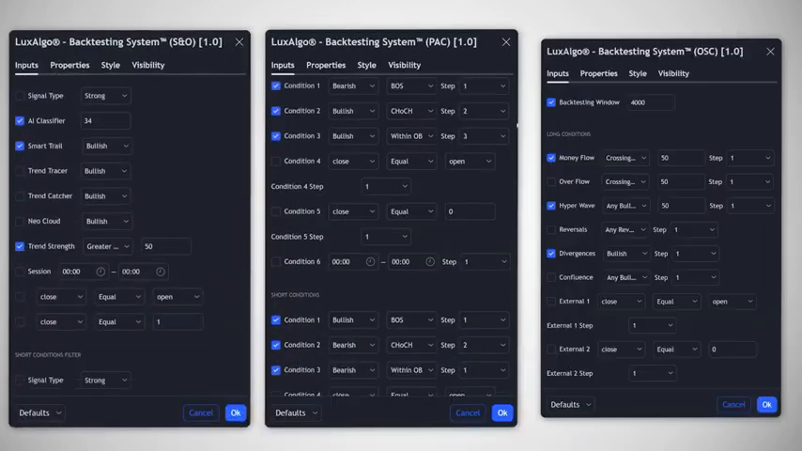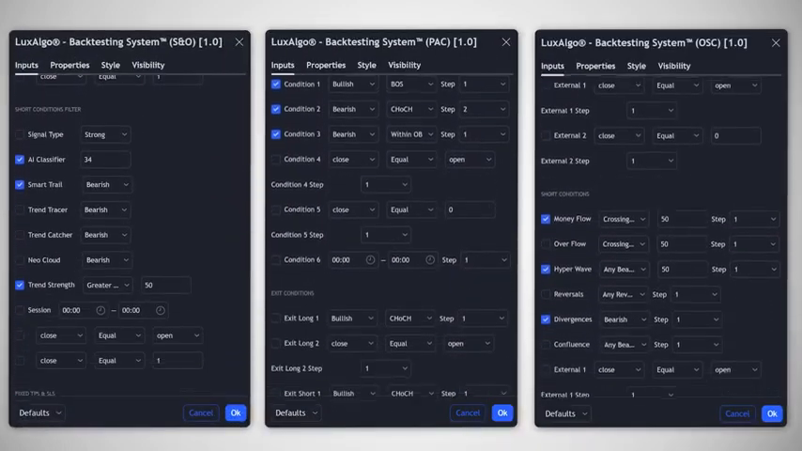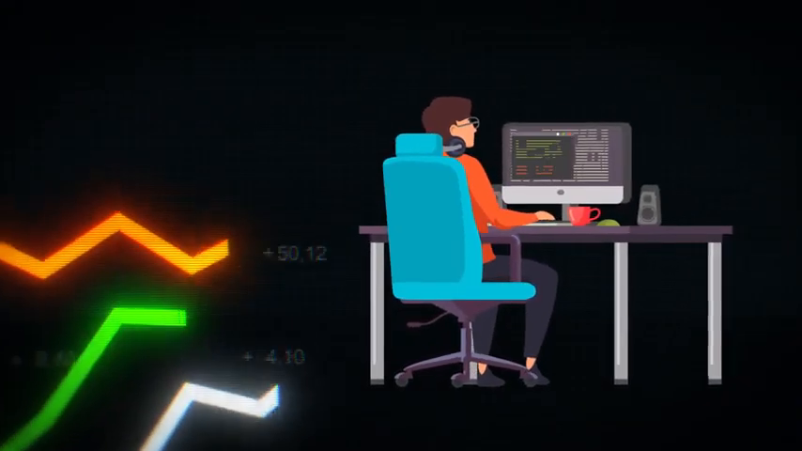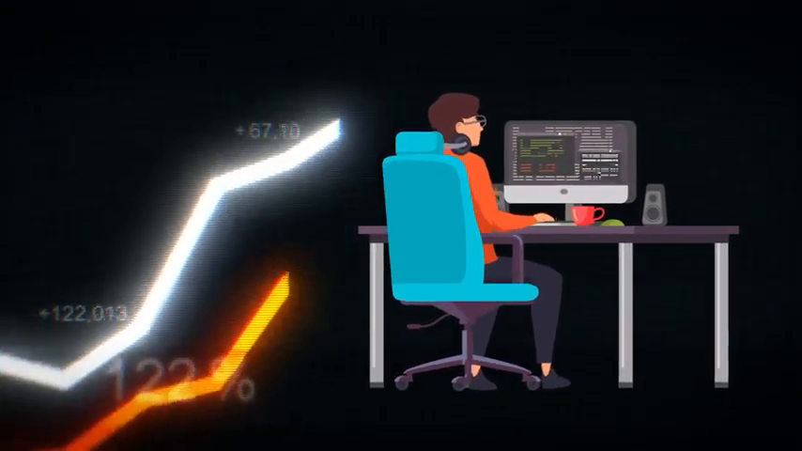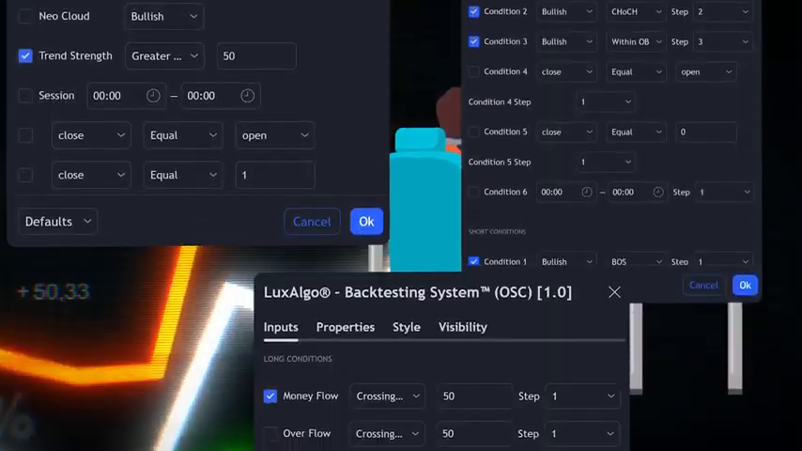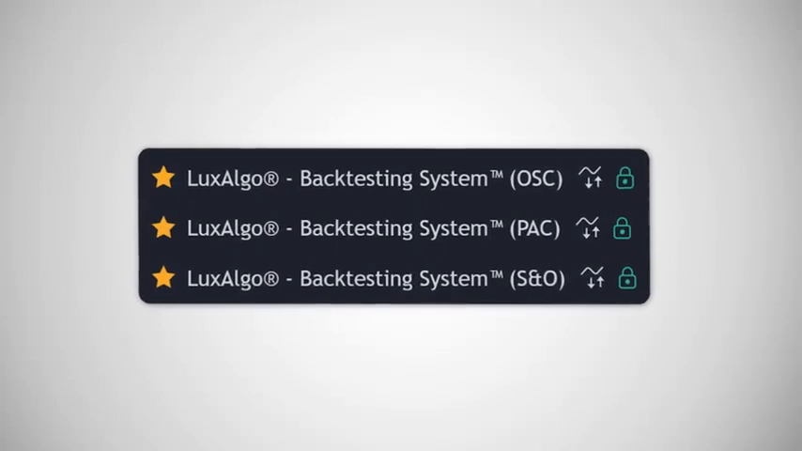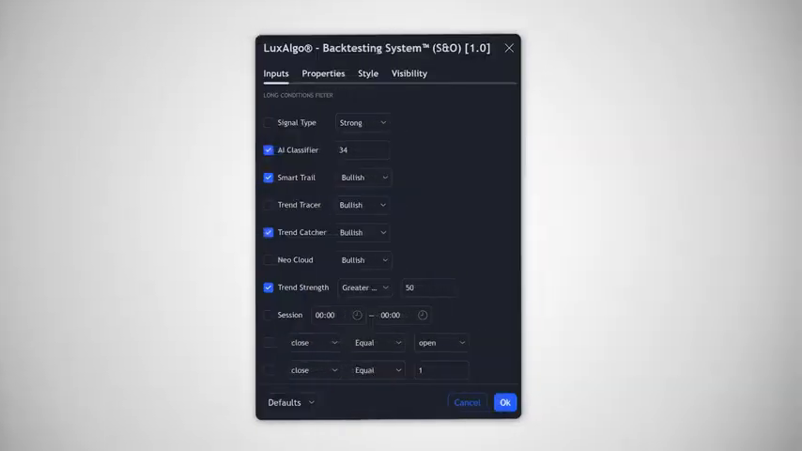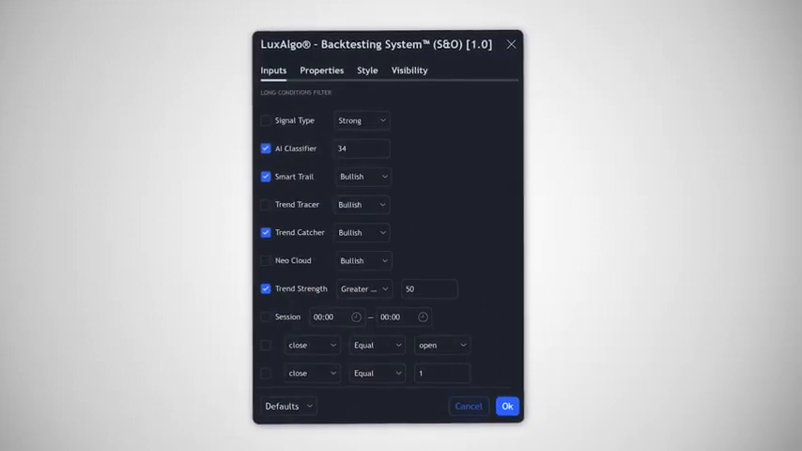So with these 3 strategy scripts, it's important to keep in mind that these are made for the data-driven trader who wants to thoroughly backtest the strategies they make with LuxAlgo and get additional ways to create those strategies for their own use cases. So now let's go through each of these scripts that are included in the backtesting system, starting with the signals and overlays strategy script.